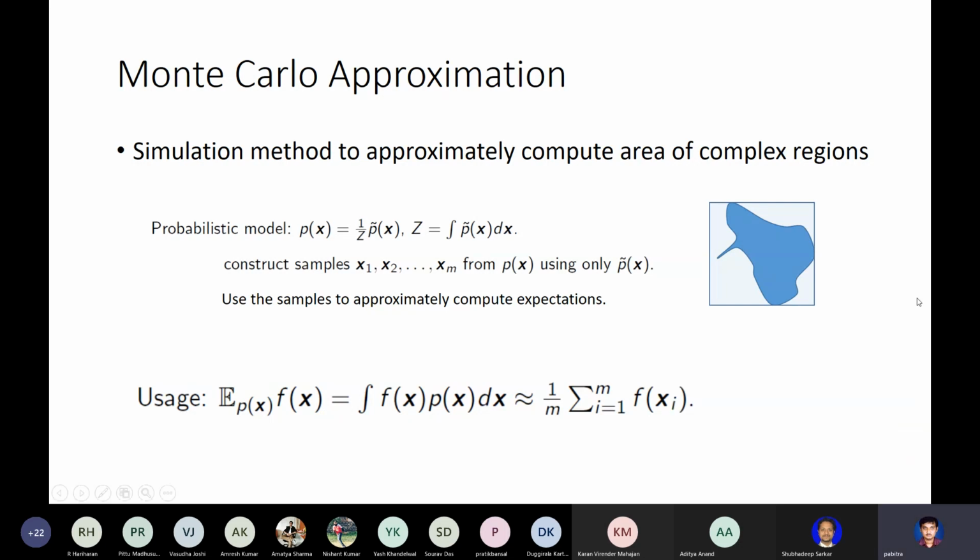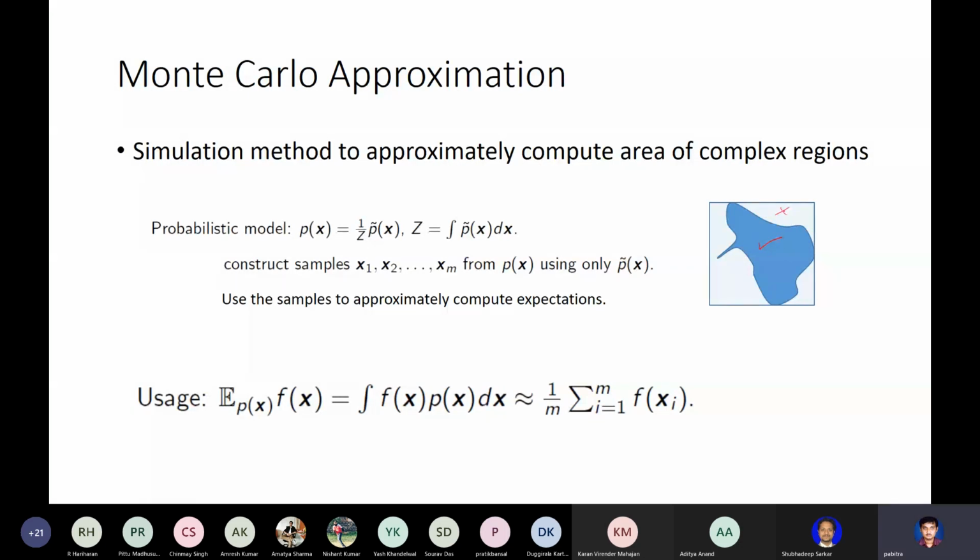Monte Carlo approximation principle. The principle is the following. Suppose you have a very complex shape. You try to encapsulate it within as tight a standard shape, let's say as tight a rectangle, as tight a square, or whatever. Using some standard shape, you try to encapsulate it, upper bound it. Then you generate samples, and the samples which are inside you keep, and the samples which are outside the region you reject.